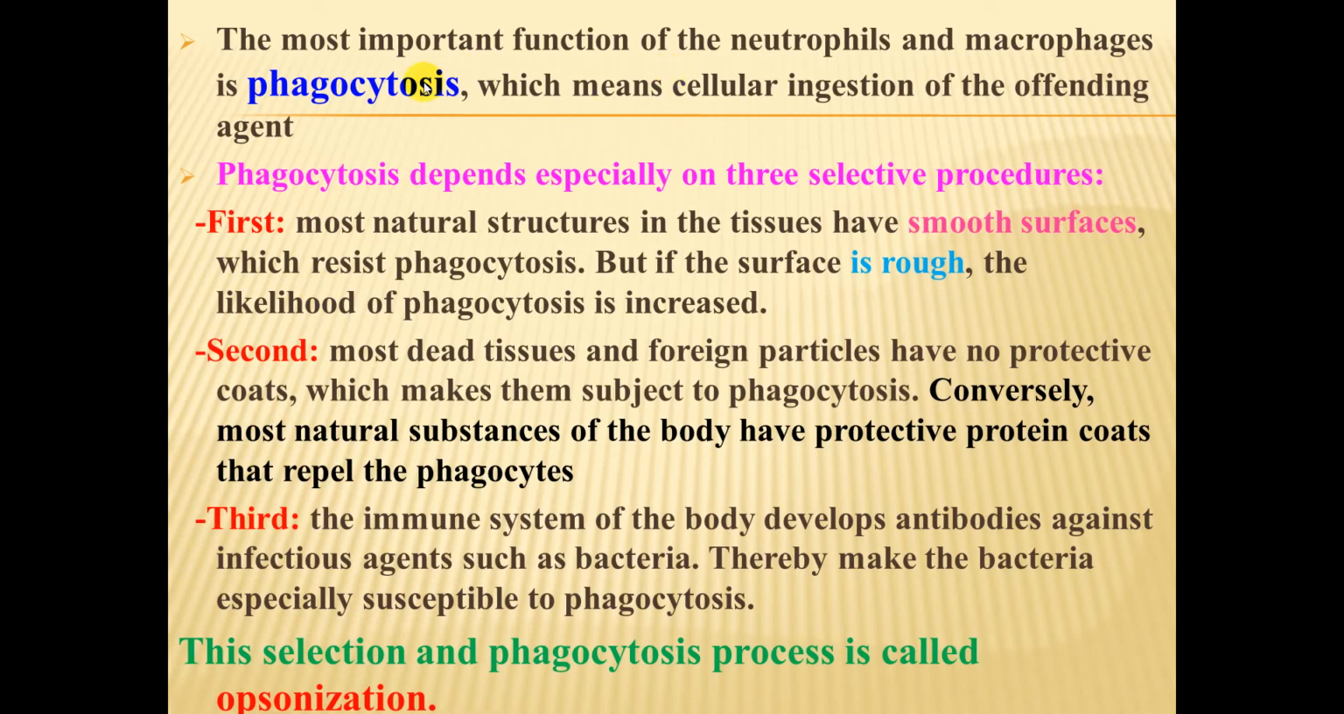The most important function of neutrophils and macrophages is phagocytosis, as we said. The process of phagocytosis depends especially on three selective procedures. First, most natural structures in the tissues have a smooth surface, which resists phagocytosis, but if the surface is rough, the likelihood of phagocytosis is increased. A question may arise: the cells perform phagocytosis on a foreign body or a defective tissue of our body, so why don't they phagocytize a normal cell? The answer is that a normal or healthy cell has a smooth surface, and phagocytosis is weak with a smooth surface.